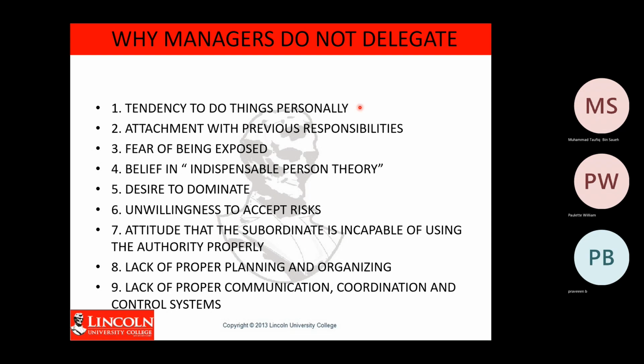Number seven, attitude that the subordinate is incapable of using the authority properly. I think this number seven reason is related to number five, where the manager is a very domineering person. So he thinks that he is the best. He is the best.